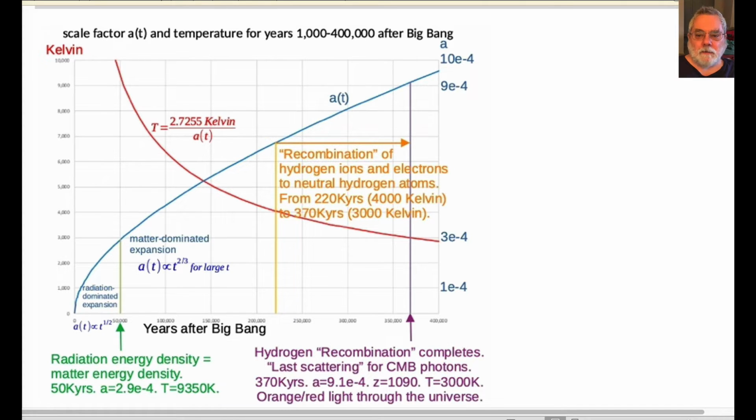At 50,000 years after the Big Bang, the green vertical line, matter energy density overtakes radiation energy density. At this time, the scale factor is 2.9 by 10 to the minus 4, about 3,500 times smaller than today. Radiation temperature is 9,350 Kelvin versus 2.755 Kelvin today.